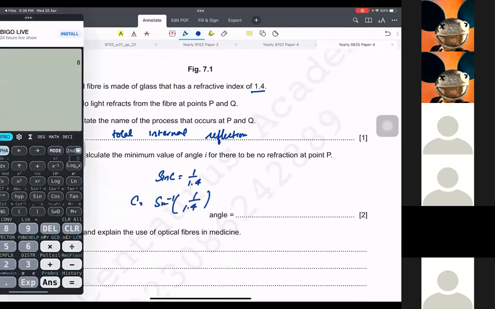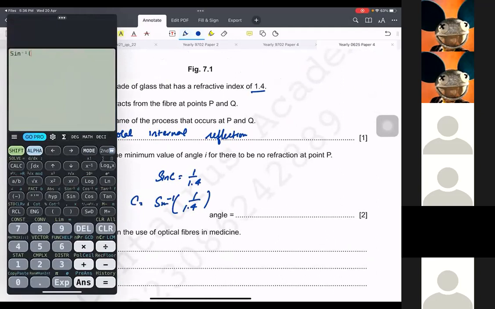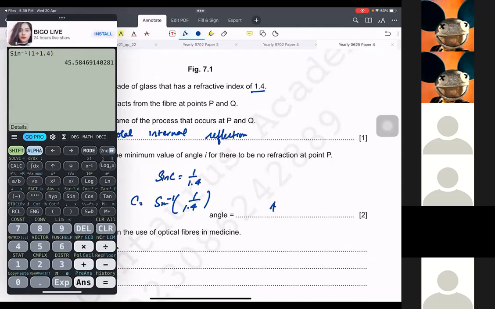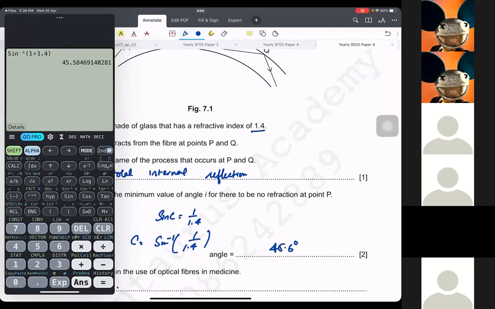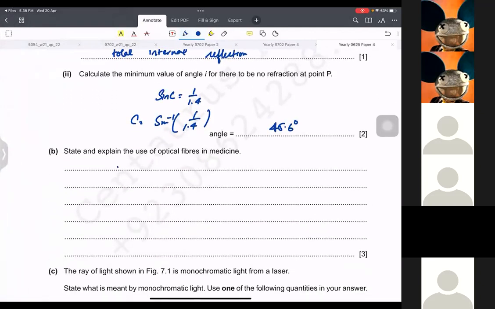So how do you use the calculator for it? You press shift and sine. Make sure your calculator is in degree mode. And then you write 1 divided by 1.4. That's 45.6. So 45.6 degrees should be the angle. Okay, so do remember that. Now it says state and explain the use of optical fibers in medicine.